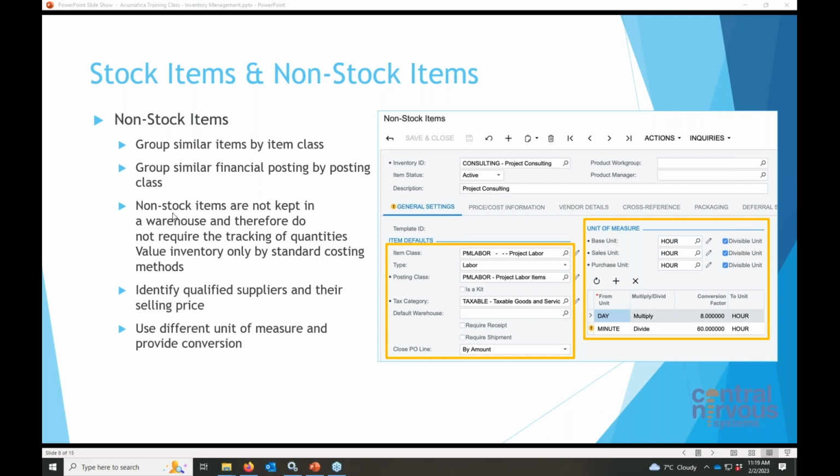So again, non-stock items are not kept in a warehouse, and therefore do not require the tracking of quantities, value, inventory. And since the costing here is dictated by a standard cost, so what is our standard cost of project consulting? There is no need to select a valuation method.